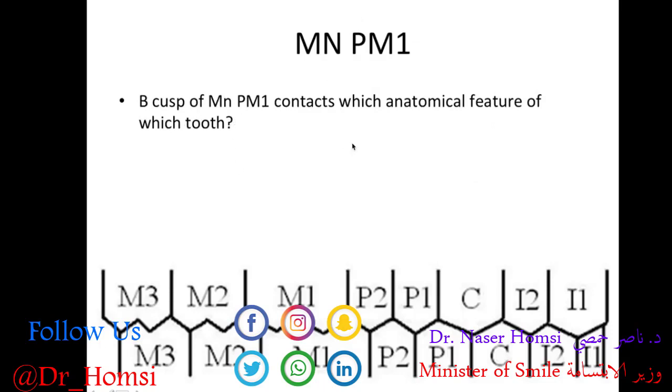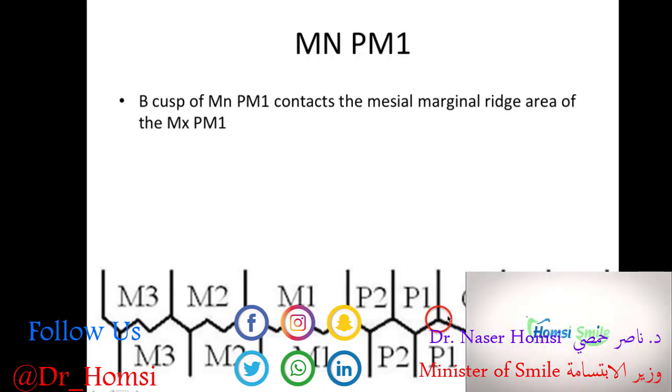The mandibular first premolar, so right here, the buccal cusp of the mandibular first premolar contacts which anatomical feature of which tooth? Okay, so here we go. It's going to be contacting the mesial marginal ridge of the first premolar. We could also say the distal marginal ridge of the canine.